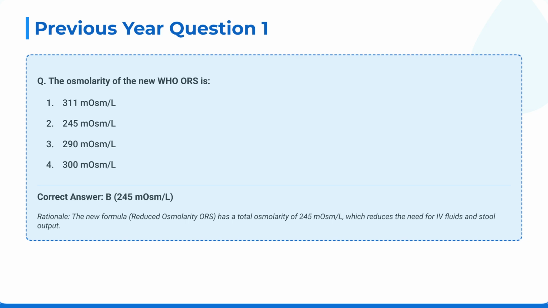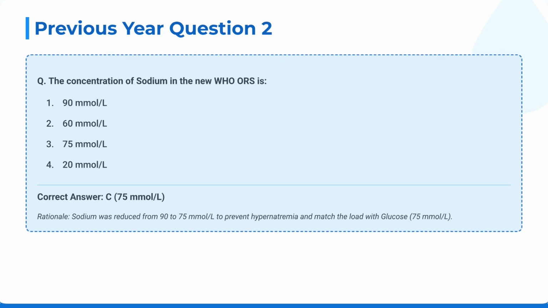The correct answer for the osmolarity of the new WHO ORS is 245 mmosm/L, which helps reduce the need for IV fluids and stool output. The concentration of sodium in the new WHO ORS is 75 mmol/L, reduced to prevent hypernatremia and match the glucose load.